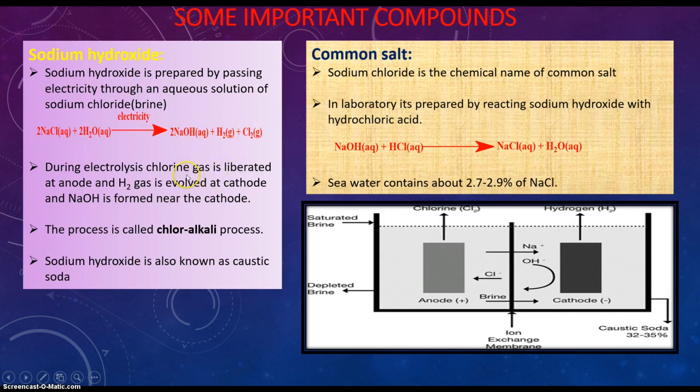Now this process of production of sodium hydroxide is called the chloroalkali process. Why is it called the chloroalkali process? Because the term chlor comes from chlorine that is produced in the anode, and the alkali is for sodium hydroxide. Sodium hydroxide is a base or alkali that is produced in the cathode, right? For this reason it is called the chloroalkali process. Okay, and the sodium hydroxide so formed in this reaction is also called caustic soda, right?